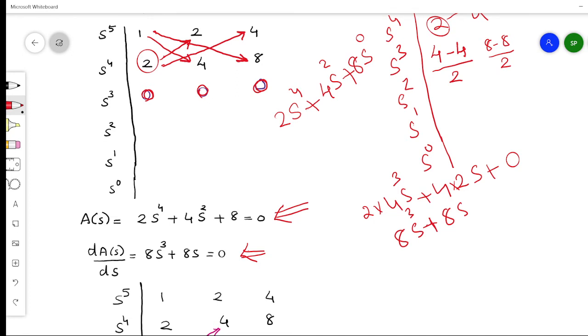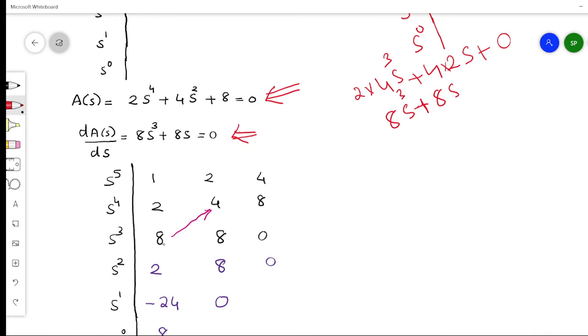We found the auxiliary equation, then we found the derivative. Next step, we take the coefficients of this derivative of the auxiliary equation and substitute them in the row which is having 0, and we know that row is s cube. So the coefficients of this equation we put instead of the zeros there. The coefficients are 8, 8 and 0. So instead of 0, 0, 0 we substitute 8, 8, and this one 0. Now we have completed the third row.